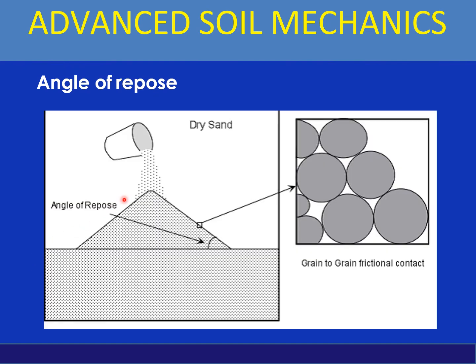So you can see here, dry sand is being dropped like this. You are having this pile of sand. So this angle is the angle of repose. We are having the grain to grain frictional contact, and that's why you are having this shape of that sand.